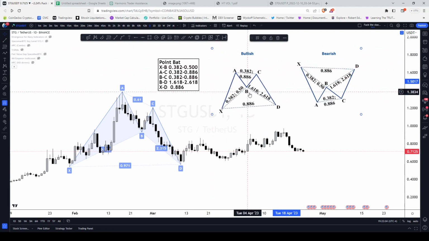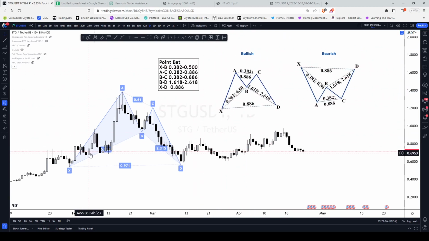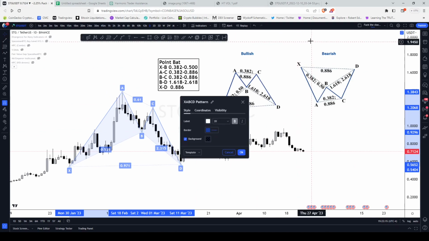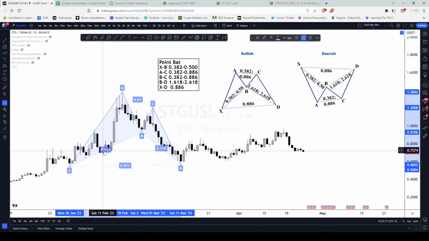And one of the most important things to do is once you have your pattern, you want to look for the ratios here. So let's bring this forward. Let's make it a little bigger just so it's easier. As you can see here, this XAB leg is your first important one. You want to see if it's between your 0.382 or your 0.5. This one's a little bit more, but plus or minus 3%, so you're good with the pattern.